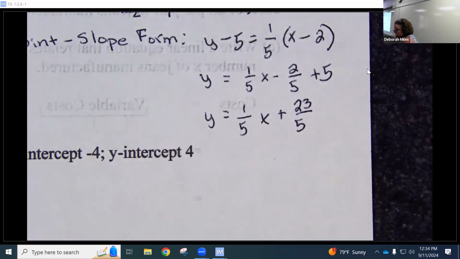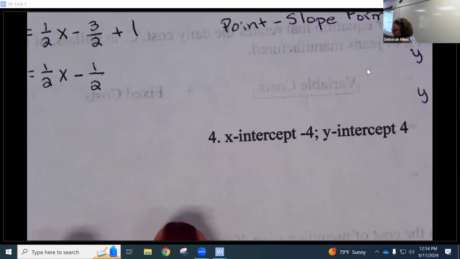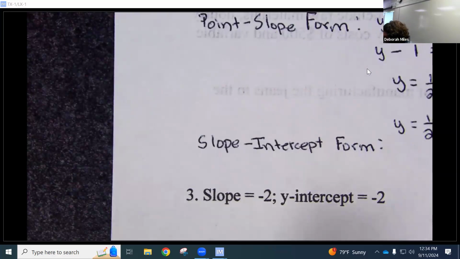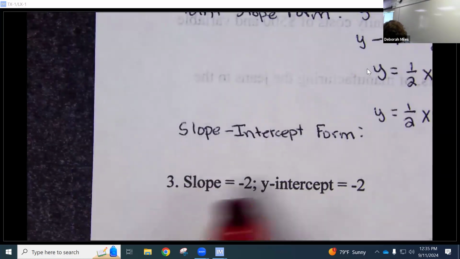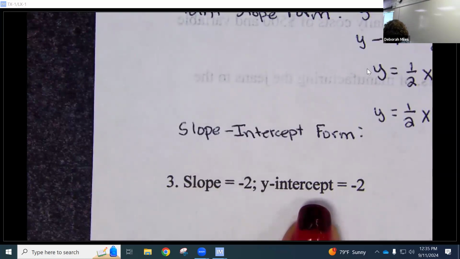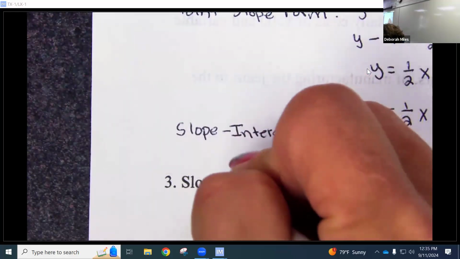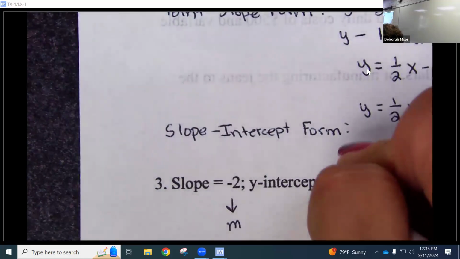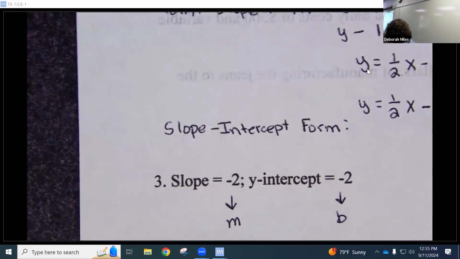All right, the next two were, well, 3 is very fast. 4, we're gonna set it up but not finish it. Number 3, if you give me a slope and a y-intercept, what's the easiest form of an equation to use? Slope y-intercept form. That slope is my m. That y-intercept is my b.